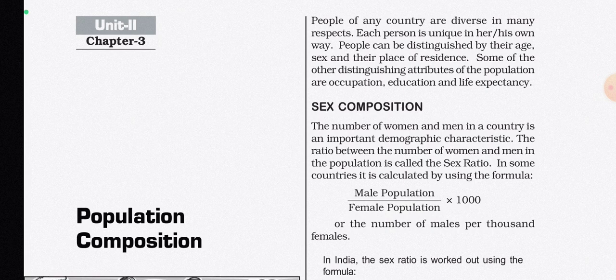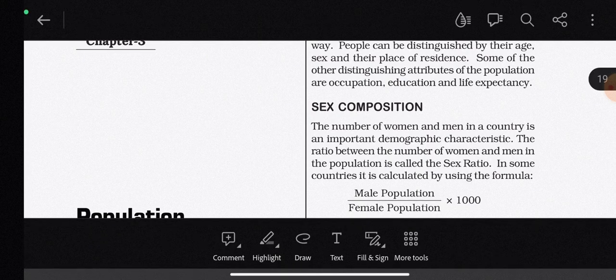So we started the class 12 NCERT Geography book, and we'll continue from chapter 3 in this video. Okay, let's start and see how far we can reach. The chapter name is population composition. People of any country.